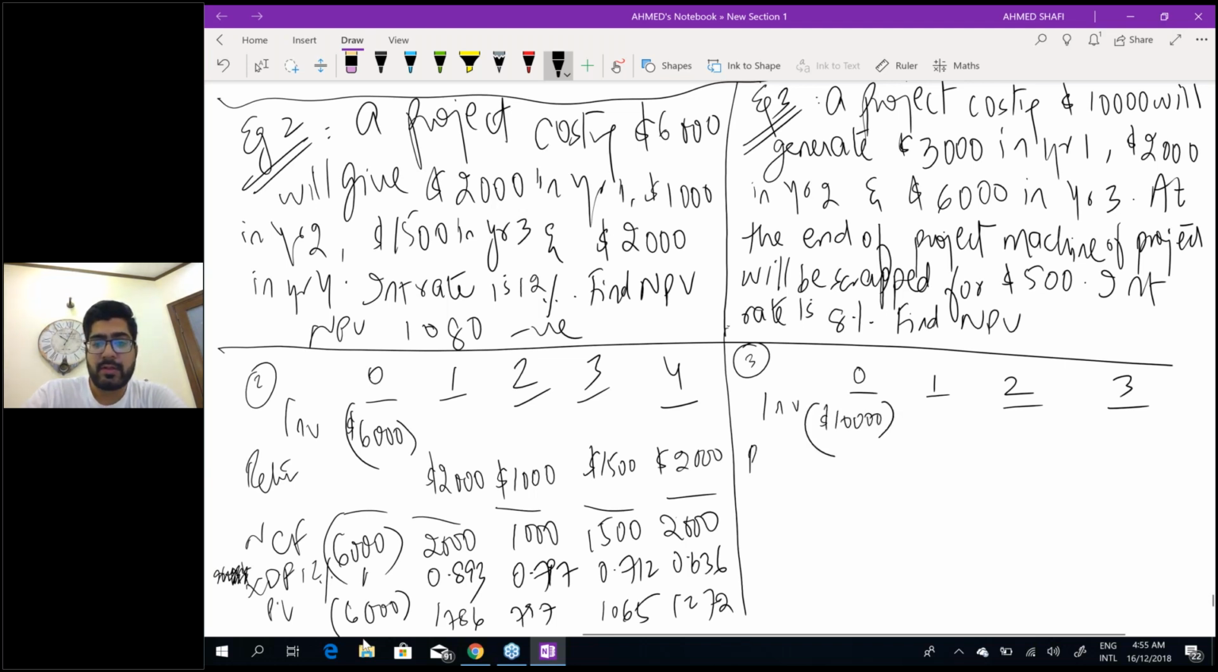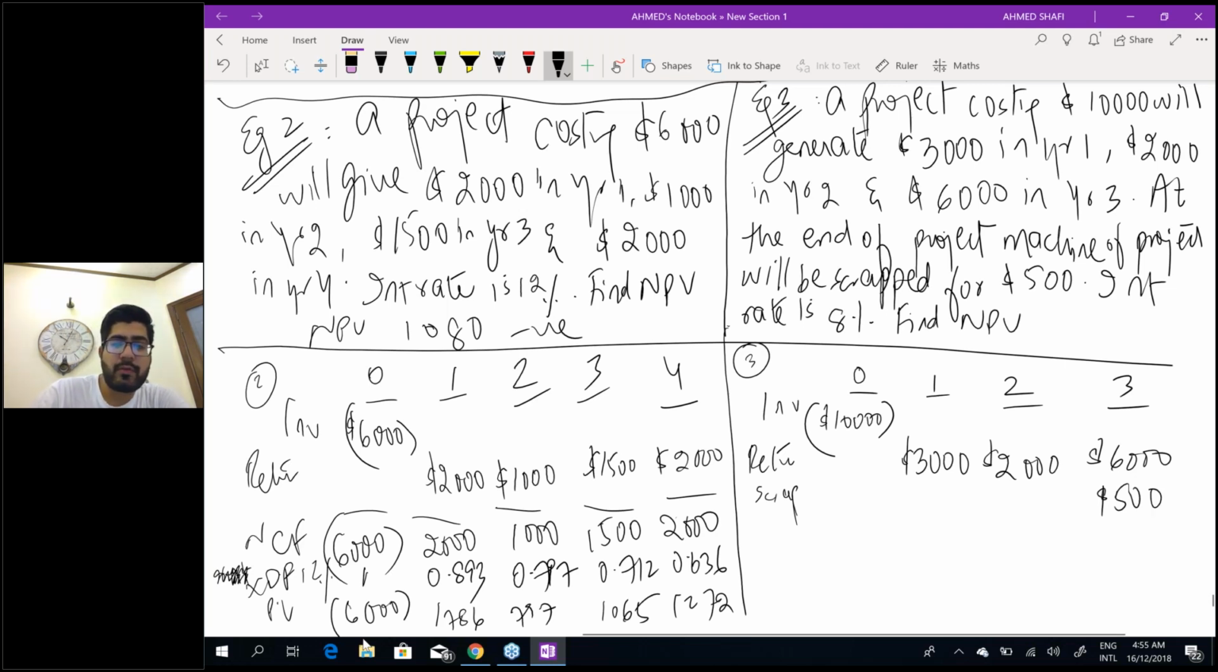And it will generate return. 3,000 year 1, 2,000 year 2, 6,000 year 3. Now that doesn't end here. There can be many inflows outflows. At the end of the project, machine of project will be scrapped for 500. Now if at the end of the project machine is scrapped for 500, this will create an inflow or an outflow. It will create an inflow. How much inflow? 500 at the end.